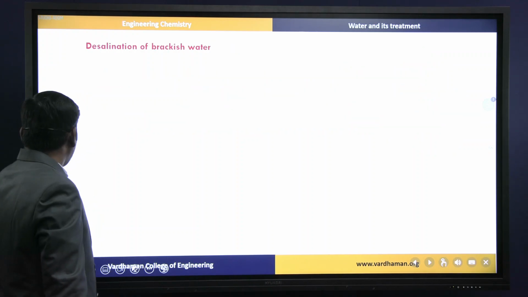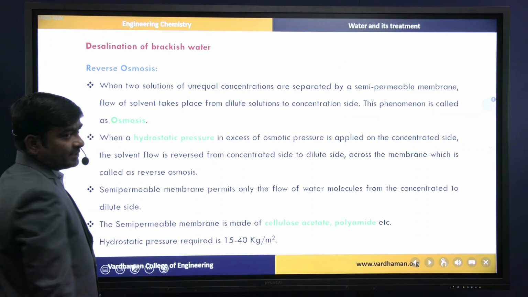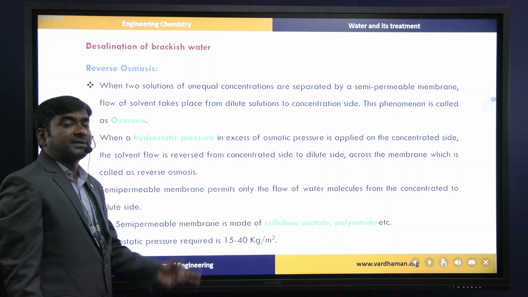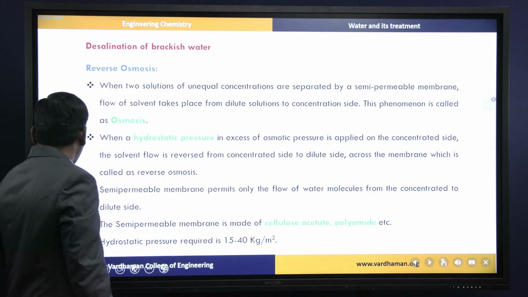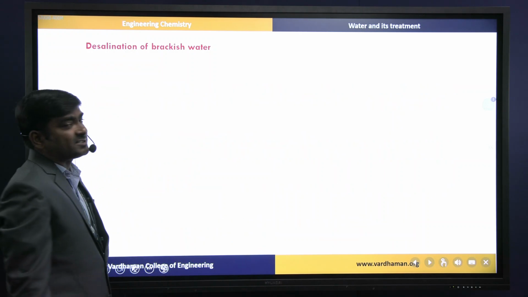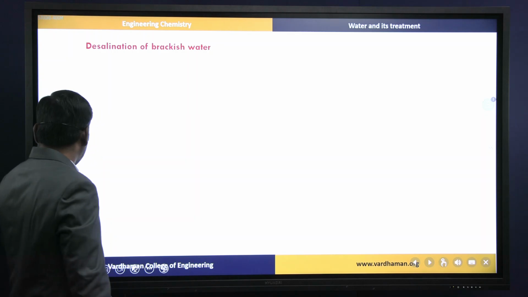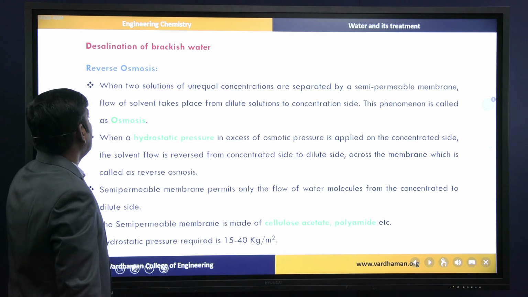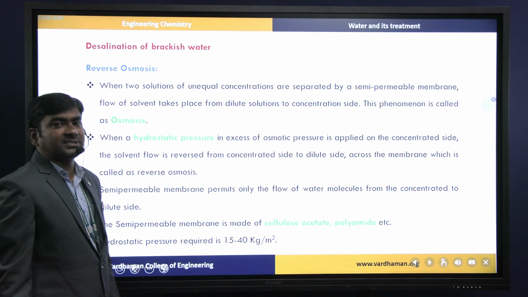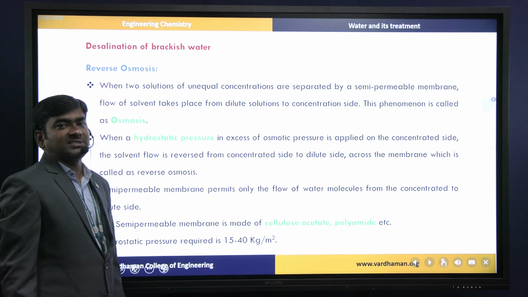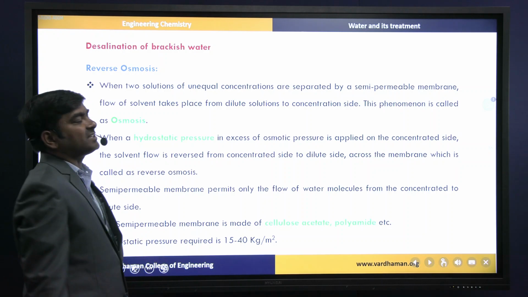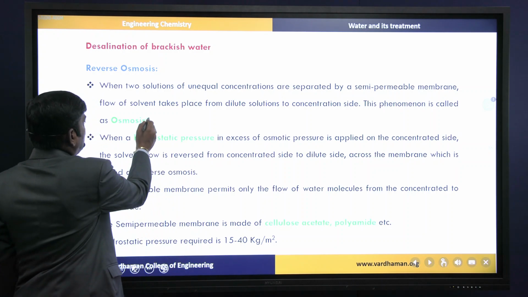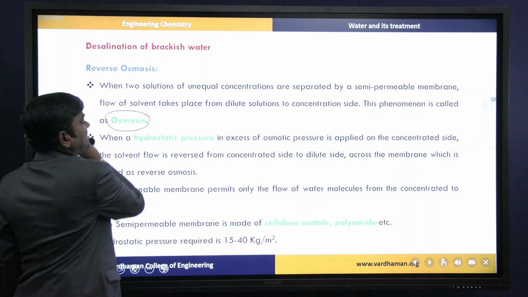Next one is the external conditioning method. In this method again, two methods are there. One is the reverse osmosis method and another one is the ion exchange resin method. First, let us discuss the reverse osmosis method. Before starting the reverse osmosis method, first we should know what is osmosis.